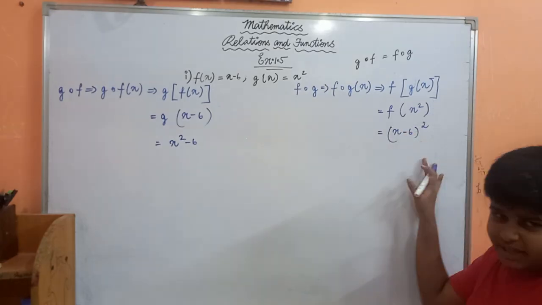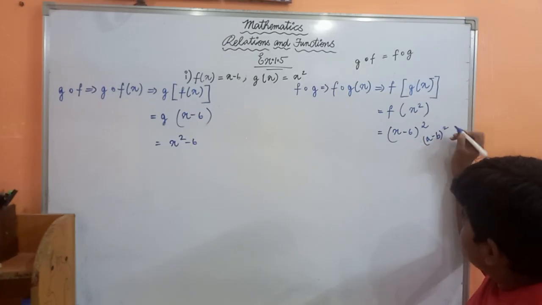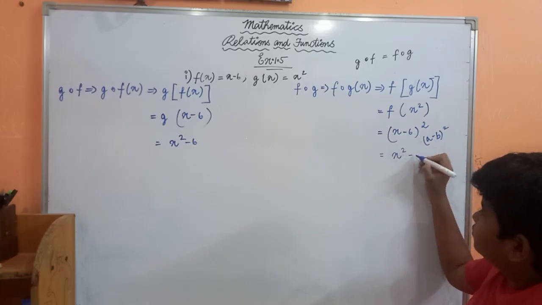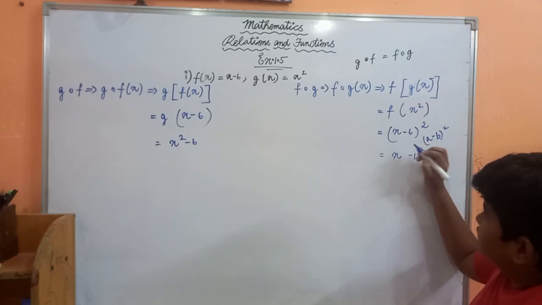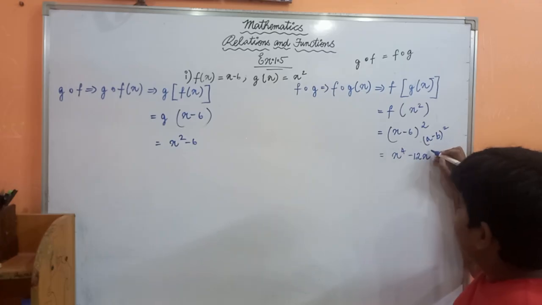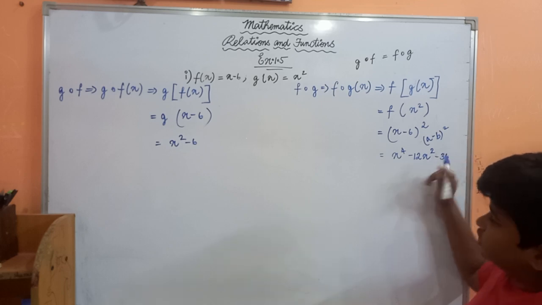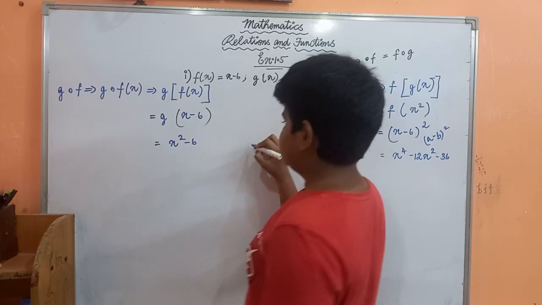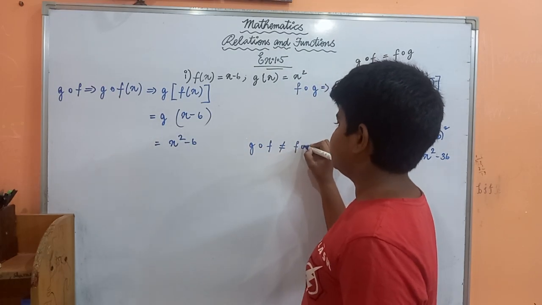So what does this look like? A minus b the whole square, doesn't it? So you can expand this as x to the power 4 minus 12x squared plus 36. So these do not look equal. So g dot f is not equal to f dot g.